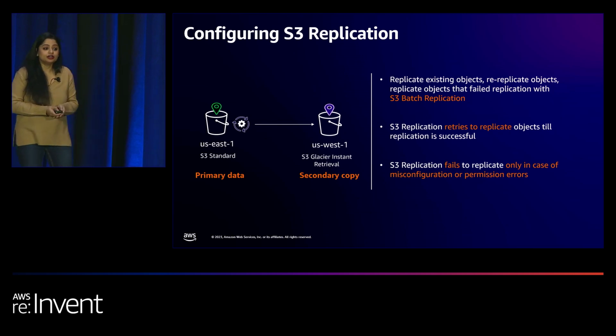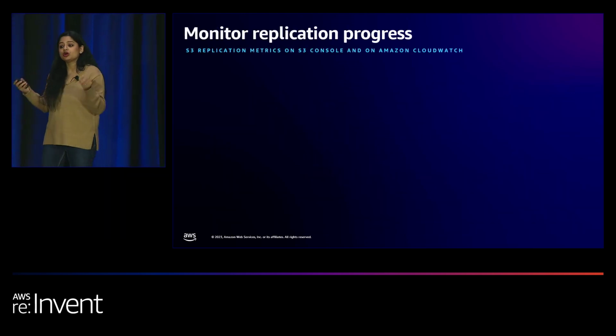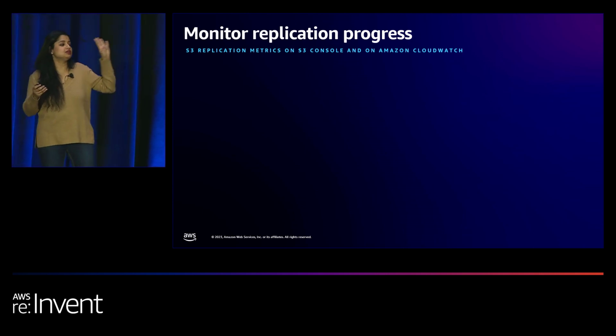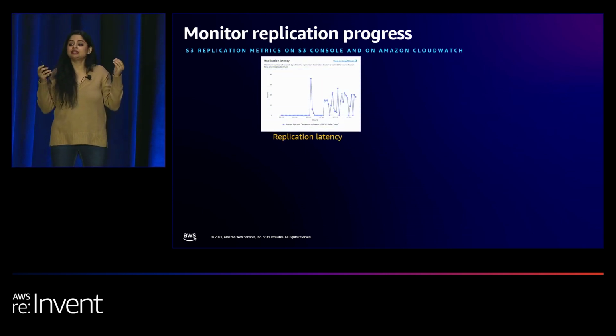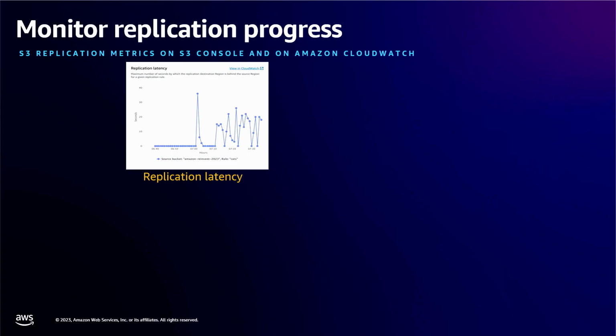Now, to monitor if there are any failures while replicating objects or to track the progress of replication overall, S3 provides 4 detailed metrics. Let's talk about the first one, which is the replication latency metric. Now, this metric shows the number of seconds by which the destination bucket is behind the source bucket and can be very useful to refer to if you have recovery point objective or RPO requirements.